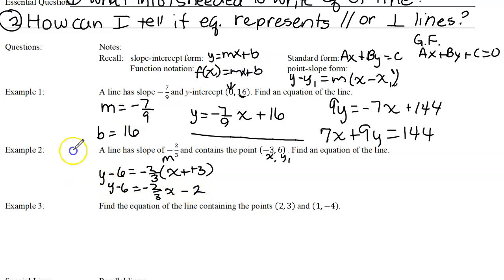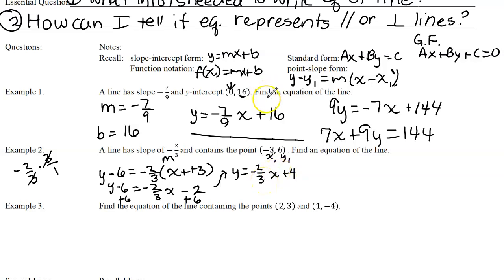And if you're wondering how I did that so quickly, I just did negative 2/3 times 3, and then canceled the 3's. So there you go. All right, now all we have left to do to put this in slope-intercept is to add 6 to both sides. So final answer would be y equals negative 2/3 x plus 4. All right, so that's one way to go about it.